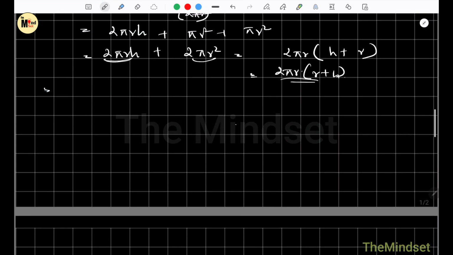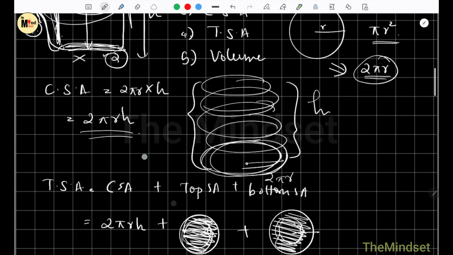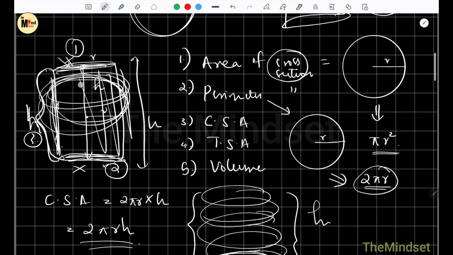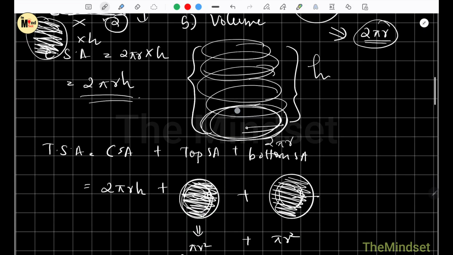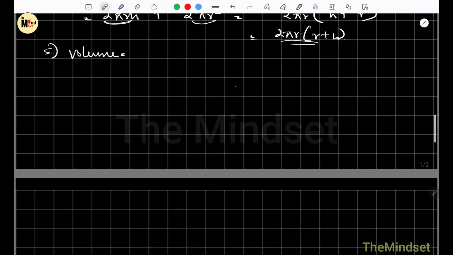Now the last thing, which is the volume. Volume is how much space is there inside. That is what we are speaking about. So volume means this one circle is this much, right? If this much space is there inside one circle, how much space is there totally? You just have to find how much space is in one circle and then multiply it with h. That is the volume of the cylinder.